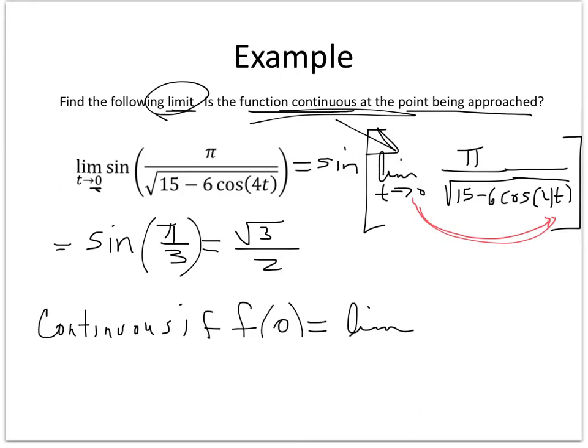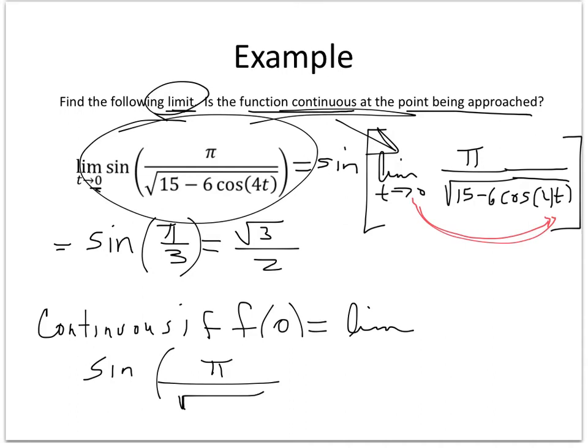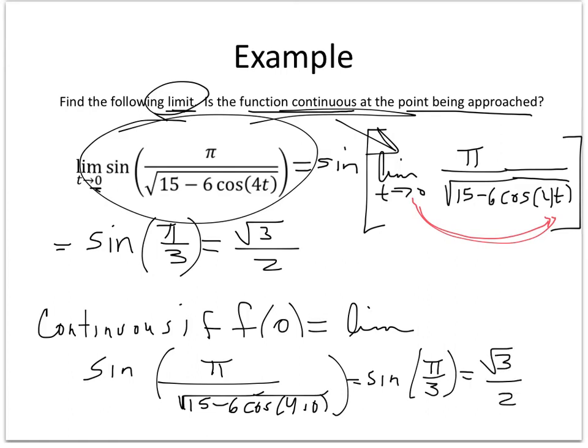Well, f of 0 in this case means just simply take this function here, and where I see a t, plug in 0. Well, that's what I did on the limit up above. 6 cosine 4 times 0, which is still sine of pi over 3, which does equal this. So this proves that it is continuous because the limit equals the value of the function.